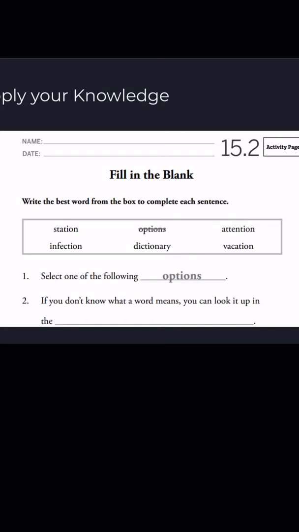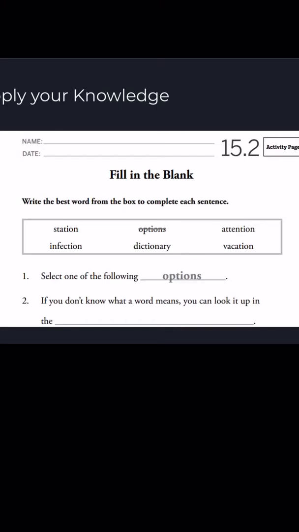First word, station. Next, infection. Let's read that word that's crossed off. Options. Next, dictionary. Next, attention. And last but not least, vacation. Okay? You hear what sounds in those words? That Sean sound, right? Sounds, excuse me. It's more than one sound. You have sh on. Okay?